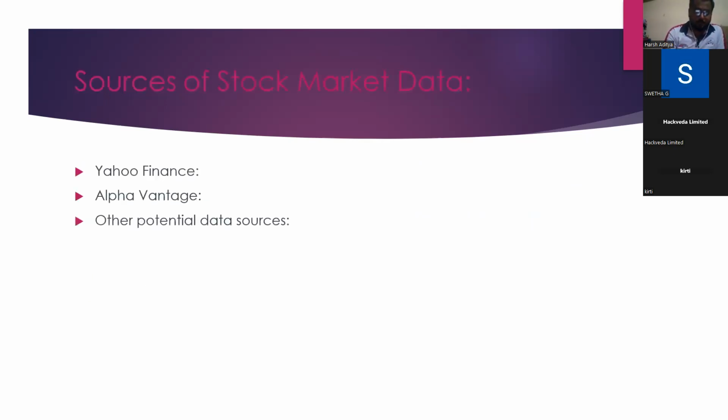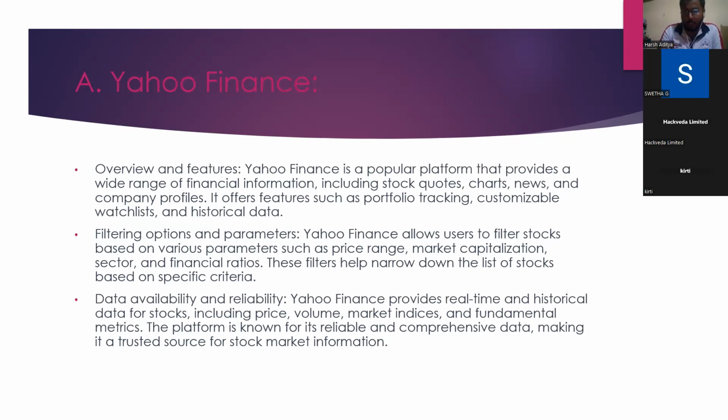So starting with the sources of stock market data. From where do we get that stock market data? I have listed two very famous stock market data providers, that is Yahoo Finance and Alpha Vantage. There are many other potential data sources as well, but these two are quite famous, so we'll be talking about these two. Let's first see about Yahoo Finance.